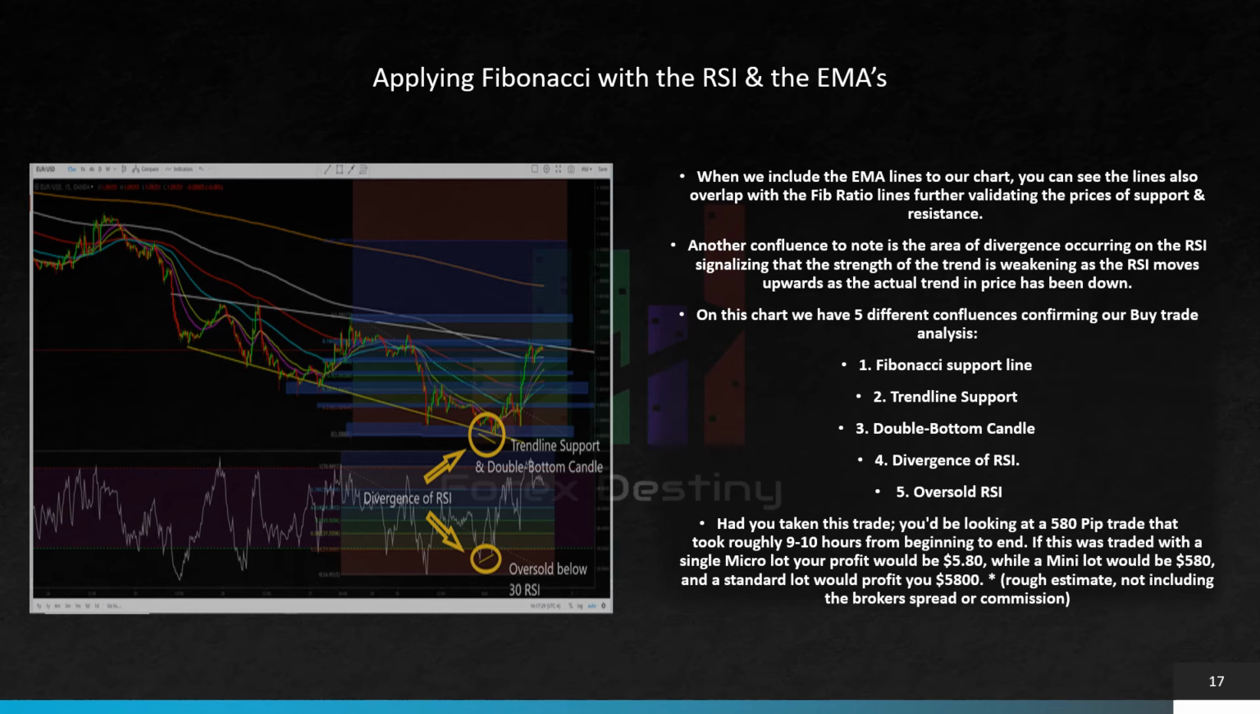And as an example of profit potential, had you taken this trade, you'd be looking at a 580 pip trade that took roughly 9 to 10 hours from beginning to end. If this was traded with a single micro lot, your profit would be around $5.80, while a mini lot would have made you $580. A standard lot would profit you $5,800. This is a rough estimate and does not include charges like the broker spread or any commission fees. But this gives you a very good idea of profit potential.